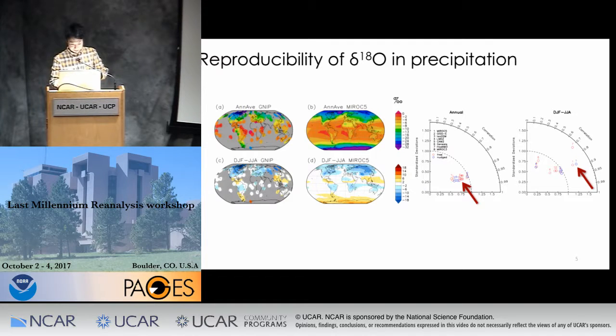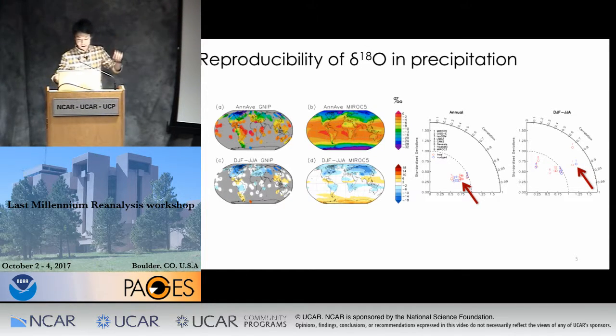To assimilate proxy data directly, the reproducibility of the models is essential, right? So first, I would like to show the reproducibility of my models. This slide shows the isotope ratio in precipitation simulated by my model and observed by GNIP. As you can see, those well-known isotopic patterns are well simulated by my model.